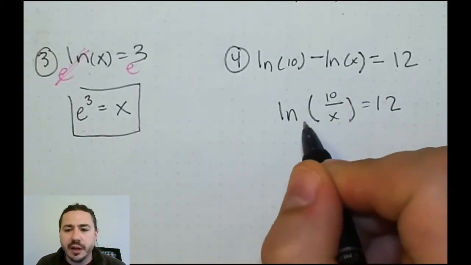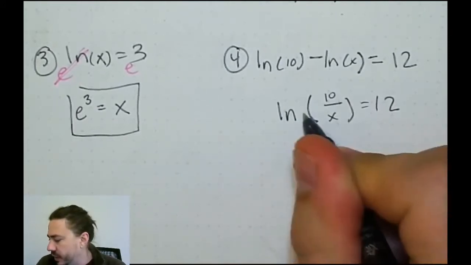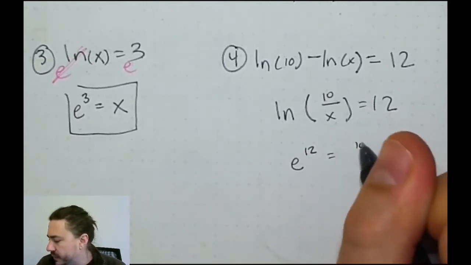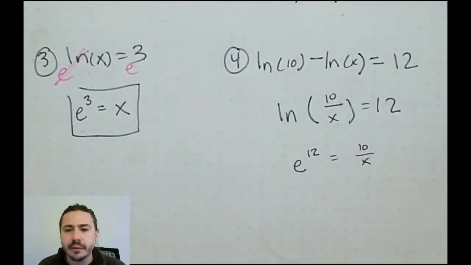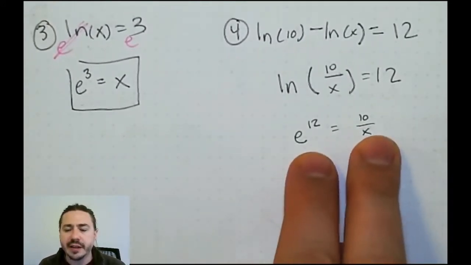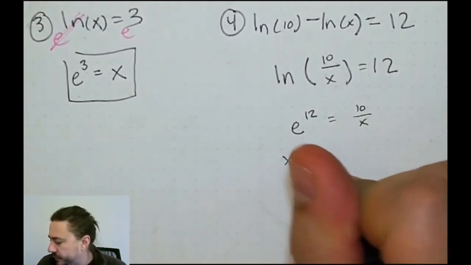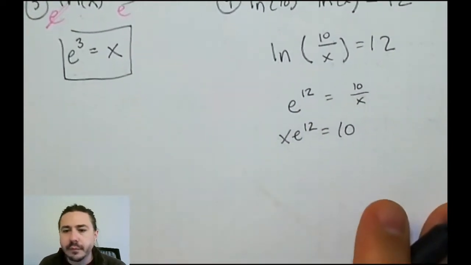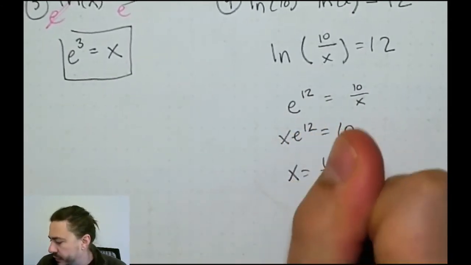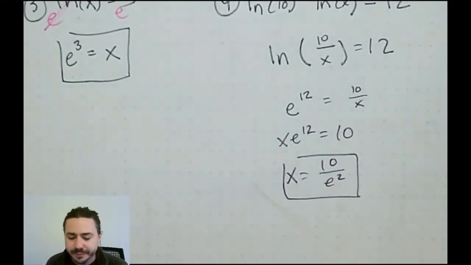So from here, we're going to rewrite it with base e, so e, and the power is what the logarithm equals. So e to the 12th power is 10 over x. Now from here, you just have to use what you learned in Algebra 1 and Algebra 2 to get x by itself. We're going to multiply both sides by x and then divide by e to the 12th. A pretty ugly solution here, but that's what it would be.